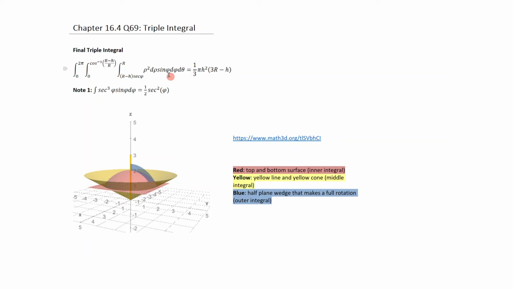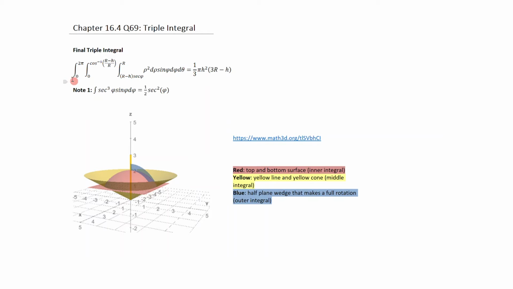The middle integral is the range of phi from 0, which would be this yellow line, and then basically an angle phi, which is what you see here. In this case, r can take on any value, and theta can take any value from 0 to 2 pi. Of course, r has to be greater than or equal to 0, which means basically we end up with a cone. So we're between this line and this cone. We're between this pink surface and this lower pink surface.